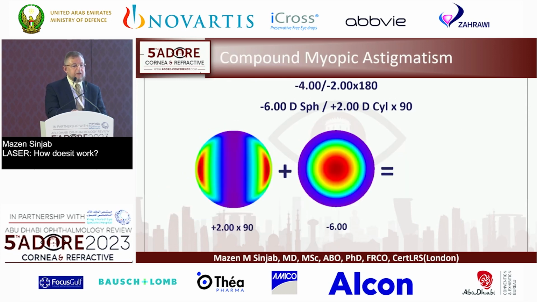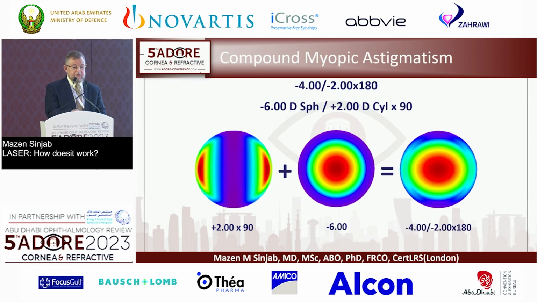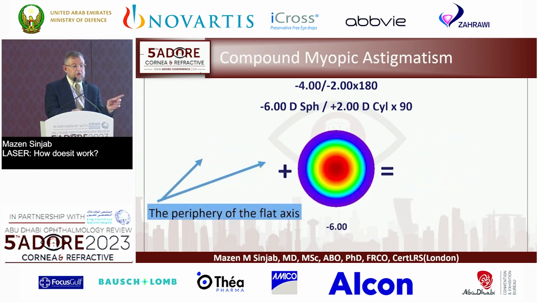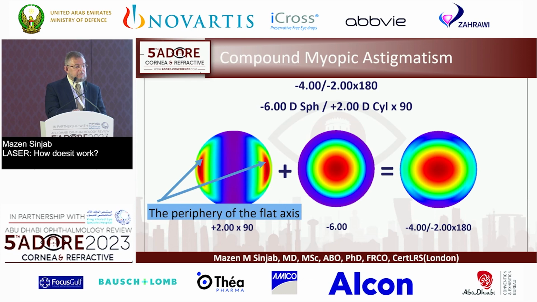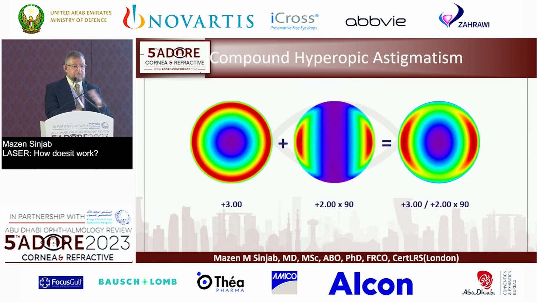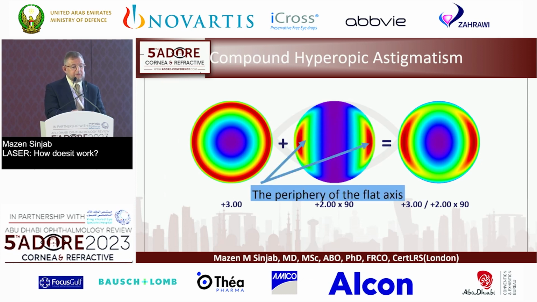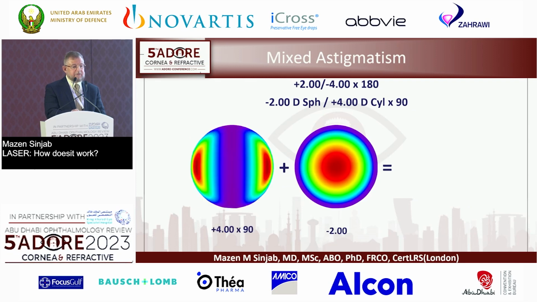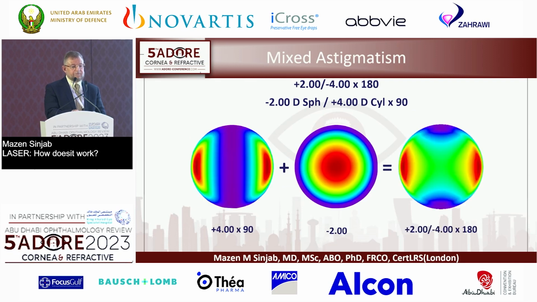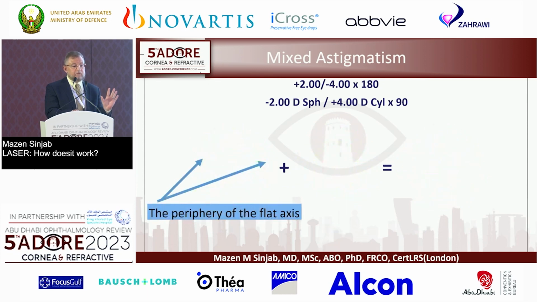This is another example, -4, -2 at 180. So it will treat it as follows, -6 sphere, in addition to plus 2, 90, which means ablating the periphery of the flat axis. Sorry for these movements because of transferring it from Keynote to PowerPoint. Now, the compound hyperopic astigmatism, the periphery of the flat axis. This is mixed astigmatism, as you see. So now you can imagine what the laser is going to do.